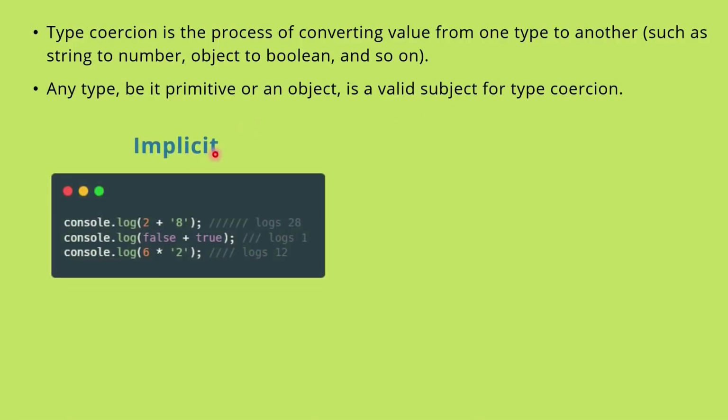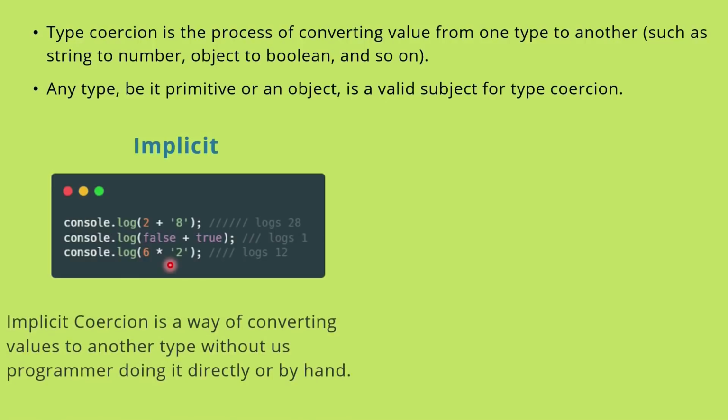In the implicit coercion, we can see in the first example, number 2 is converted to a string and this returns 28. In the second example, boolean is converted to a number, false is converted to 0, and true is converted to 1. So it returns 1. In the third example, string 2 is converted to number 2 and it returns 12. Hence, implicit coercion is a way of converting values to another type without the programmer doing it.